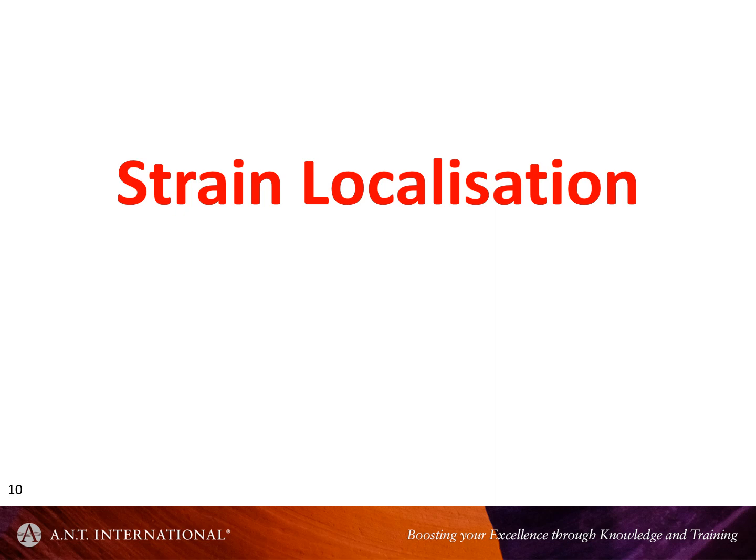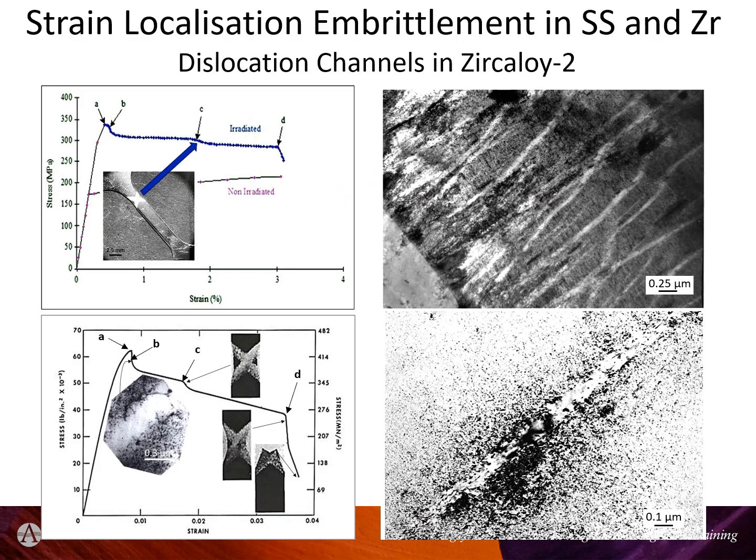Okay, so one of the features of damage in zirconium, which is dominated by these A-type loops, is strain localization. One typical feature of damage in zirconium, which is also very similar to what's observed in stainless steel, is the formation of channels.